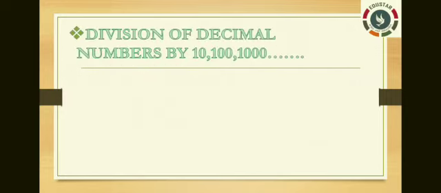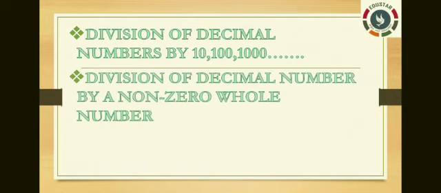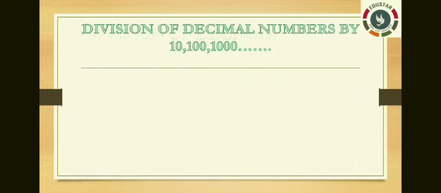First we will see division of decimal numbers. Totally 3 cases are there. First one, division of decimal numbers by 10, 100, 1000. Second, division of a decimal number by a non-zero whole number. Third case, division of a decimal number by another decimal number. Let us see one by one. First case, division of a decimal number by 10, 100, 1000.